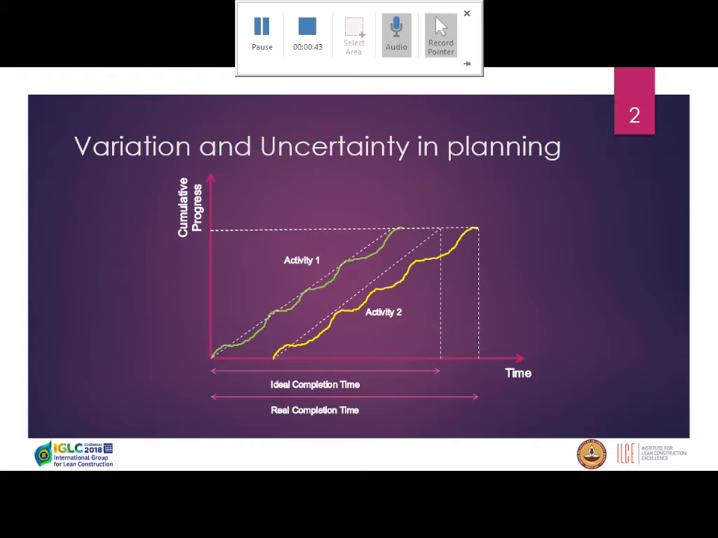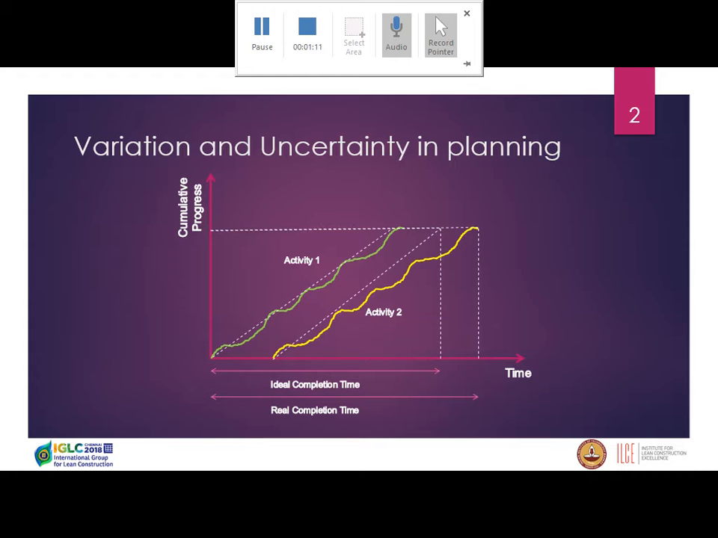This graph may look familiar to many of you. The vertical axis is showing cumulative progress, and we have time on the horizontal axis. In this case, we have two consecutive activities. The sloped dashed lines are showing the plans. Normally we consider a constant, fixed rate, and the colored lines are showing the reality.